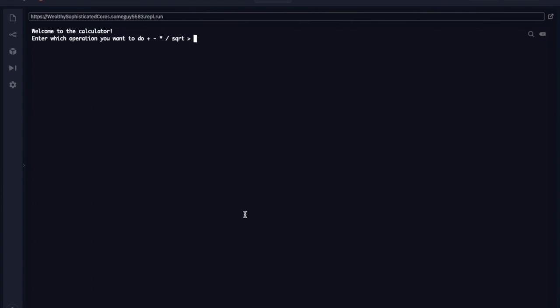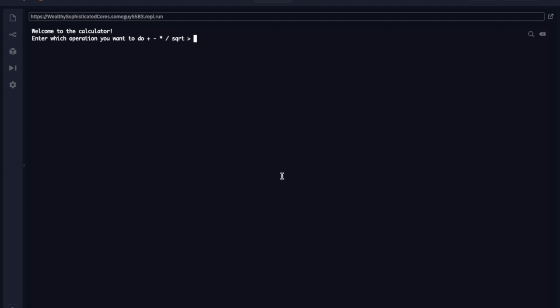And yeah, so let's see what happens if we run this. Run it. It says, "Welcome to the calculator. Enter which operation you want to do." So we're going to start from the start, so that's plus. And first number, 5 and 3. 5 plus 3 is 8, which is true, of course. And then minus, and we're going to do 5 and 3. And then 5 minus 3 is equal to 2. And then times, and let's say 5 and 3, and 5 times 3 is equal to 15.